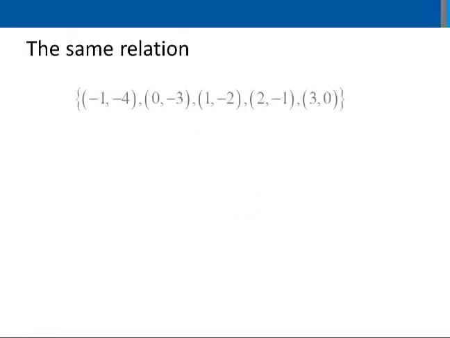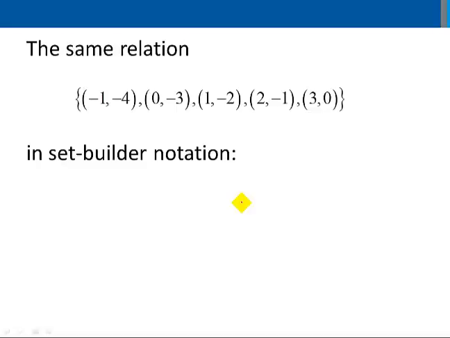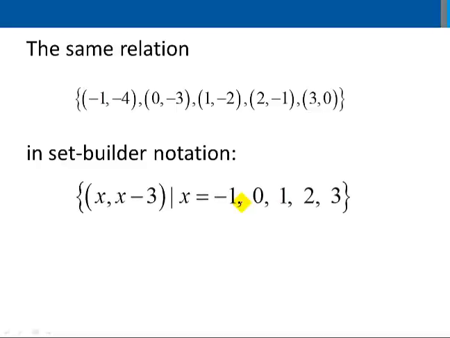The same relation can be written in set builder notation. Set builder notation gives a formula or rule to follow. In set builder notation, this relation is defined as the set of ordered pairs (x, x minus 3) such that x equals -1, 0, 1, 2, or 3. Using the formula x minus 3, along with the first x value of -1, I'll have -1 minus 3 equals -4, giving us our first ordered pair (-1, -4). Note that this is the same as the first ordered pair in our roster notation.